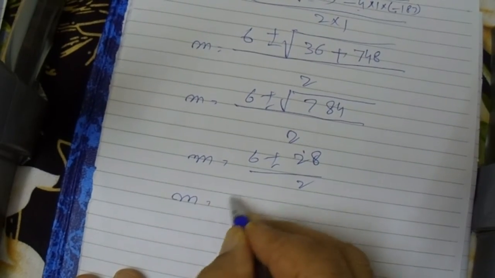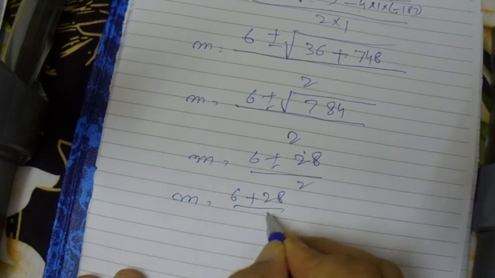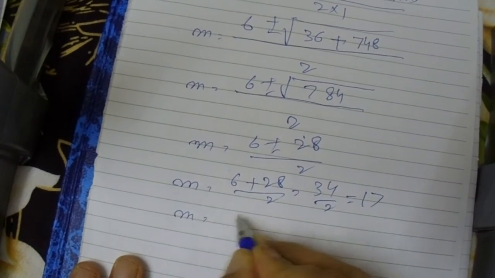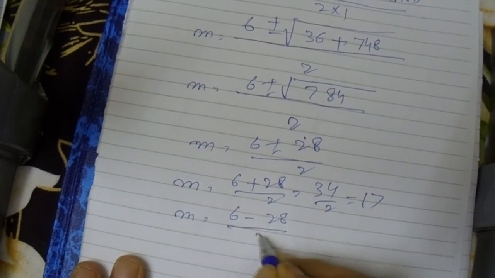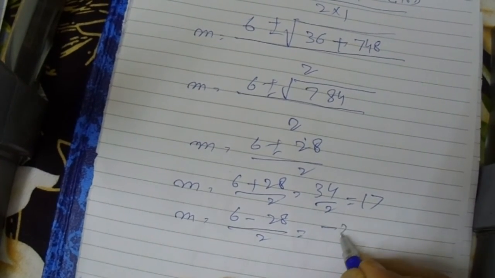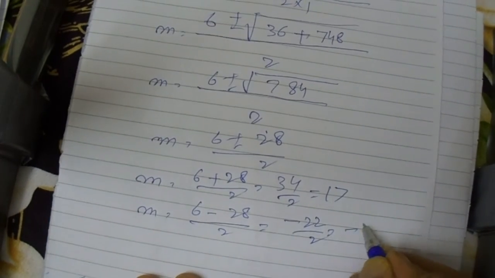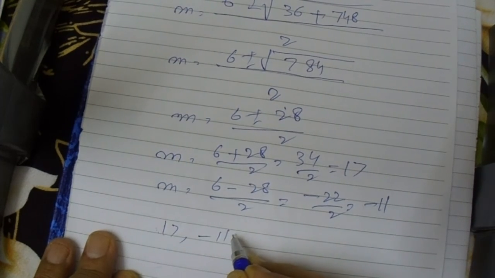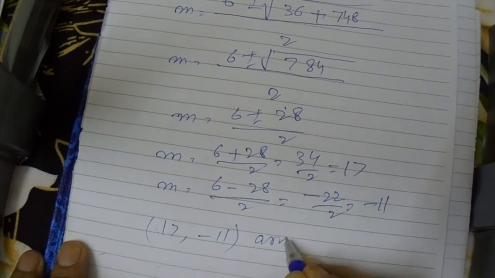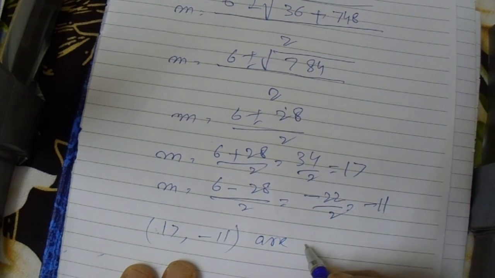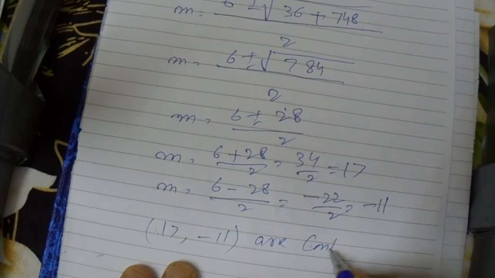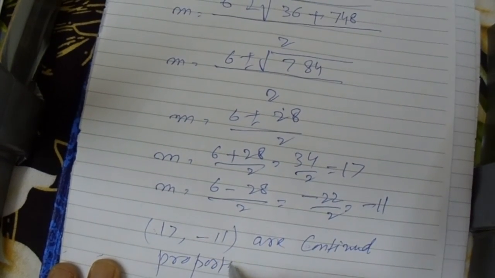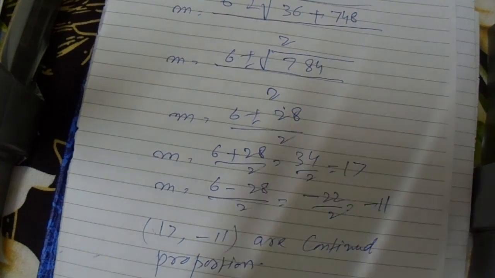Now m is equal to 6 plus 28 over 2, which is 34 over 2, which is 17, and m is equal to 6 minus 28 over 2, which is minus 22 over 2, which is minus 11. Now 17 and minus 11 are the required values for continued proportion. This is the end of this exercise.